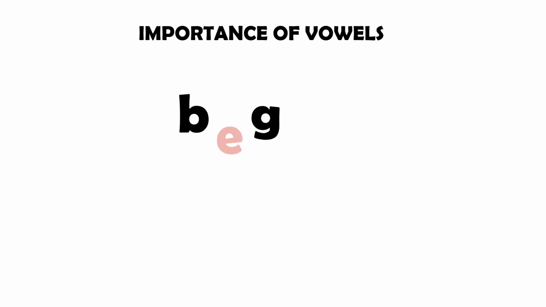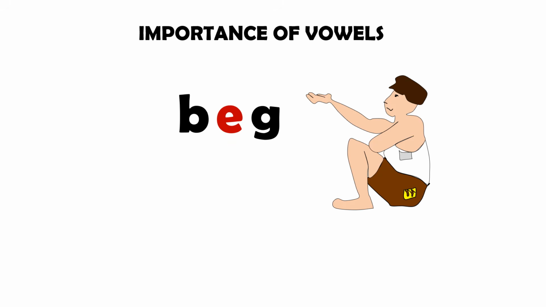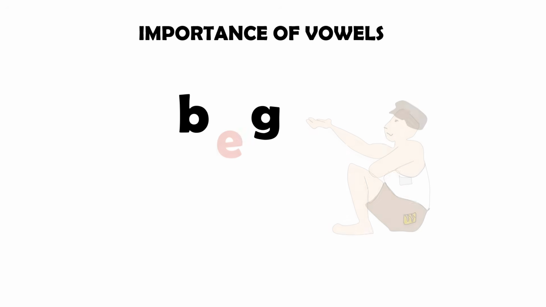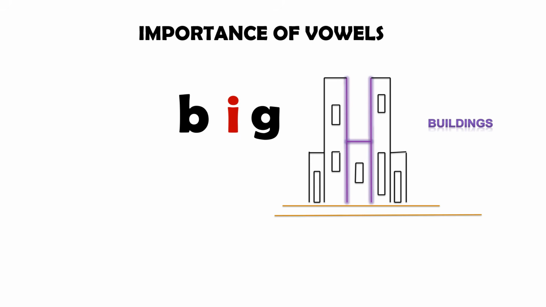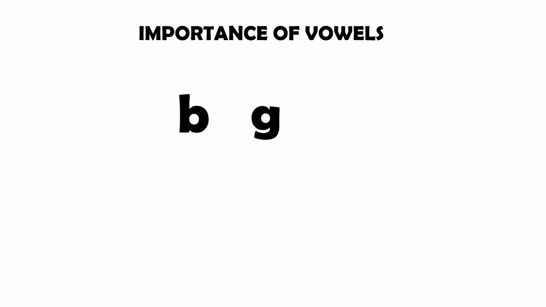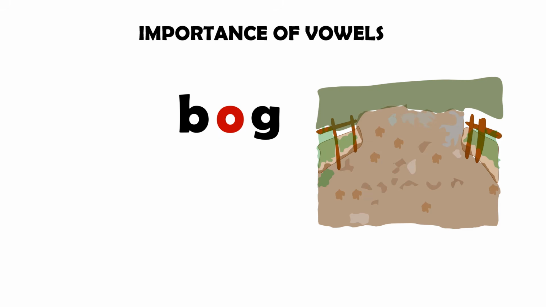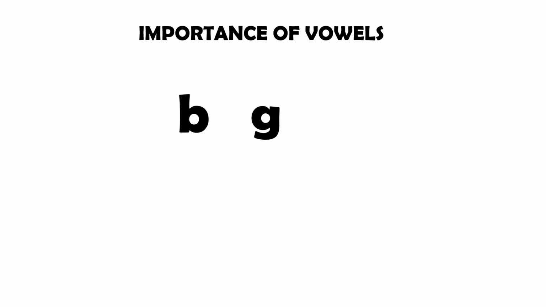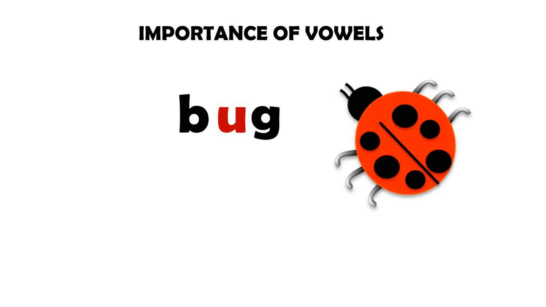Replacing it with E forms the word beg. Replacing E with I forms the word big. Replacing I with O forms the word bog. And replacing O with U forms the word bug.